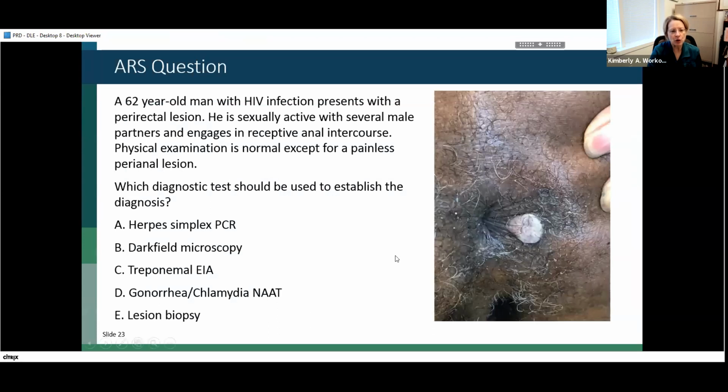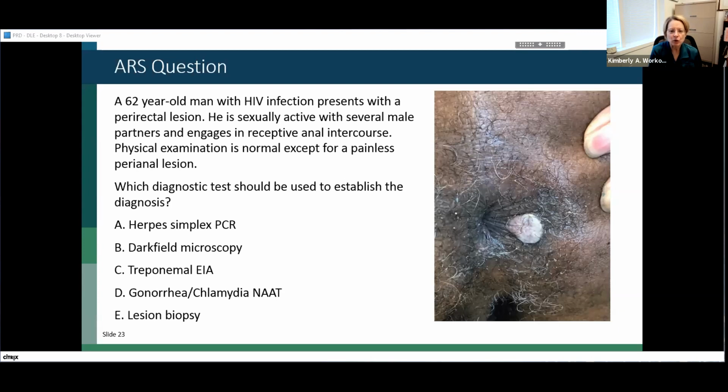So our first ARS question: this is a gentleman I saw a couple of months ago who is 62 years old with HIV infection, who is virologically controlled. He presents because he felt this lesion around his bottom. He is sexually active with several male partners and engages in receptive anal intercourse. His exam is normal except for this painless perianal lesion. Which diagnostic test should be used to establish the diagnosis? Herpes PCR, dark field microscopy, treponemal EIA, gonorrhea or chlamydia NAAT, or a lesion biopsy?